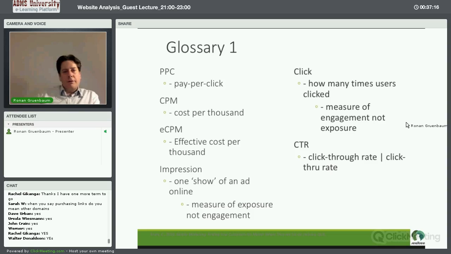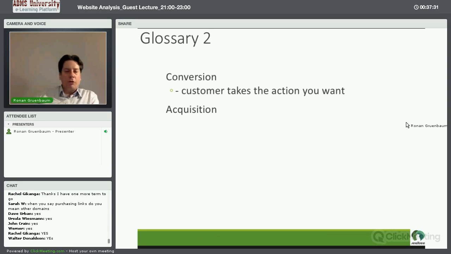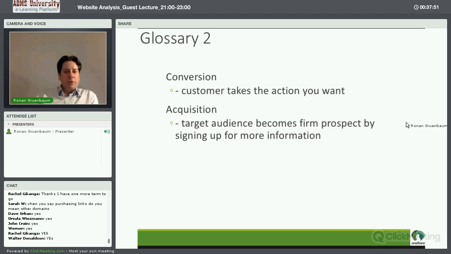So now we're going to conversion. This is when the customer takes the action that you want. So this might be to fill out a form, download a brochure, share something on social media, contact you via email or through the online form, add something to the basket or to a wish list, purchase something, etc. The acquisition is when the target audience becomes a firm prospect for signing up for more information. So, of course, you then have the question of the CPC and the CPA, which is the cost per conversion and the cost per acquisition. So how much does it cost you to get the customer to do what you want?